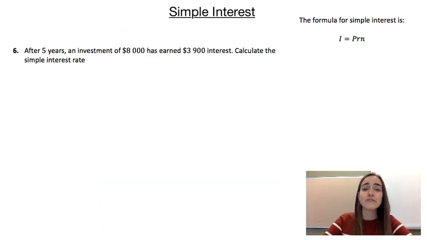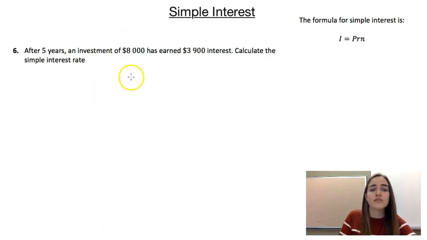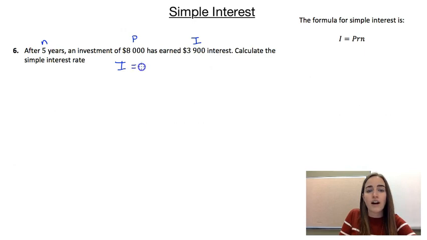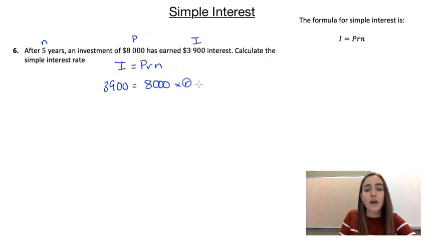So after 5 years, an investment of $8,000 has earned $3,900 interest. And we're asked to calculate the simple interest rate. So in this one, our $8,000 was our principal. It's earned $3,900 interest, and it was 5 years, so that's our N. So again, we've got I equals PRN as our formula, and we're going to fill in what we know. So we've got our $3,900 interest, our $8,000 principal. We don't know our rate, but we do know we've got our 5 years.